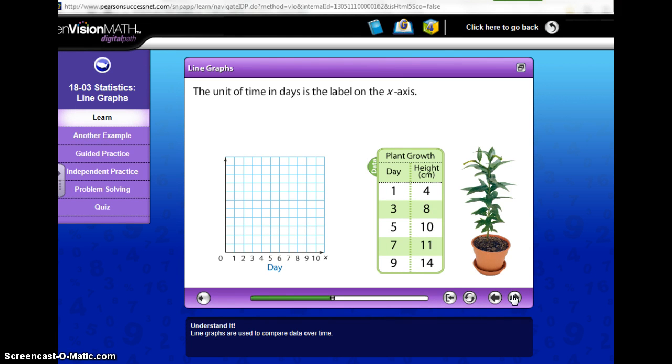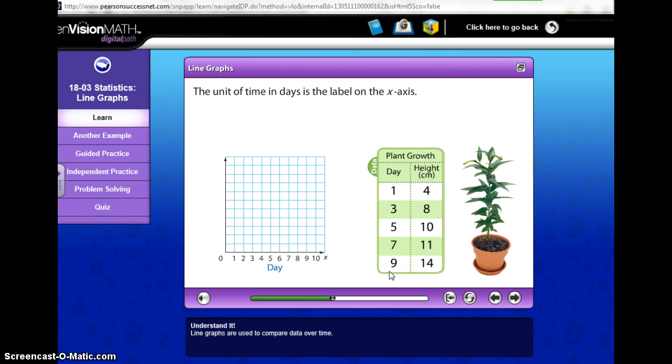Now, the smallest number was 1. The largest number was 9, so they went in intervals of just 1. Could they have gone in intervals of 2? No. Well, they could have, but then they would have gone all the way up to 20. And we'd have a lot of empty space because there's no numbers in this column that are close to that.